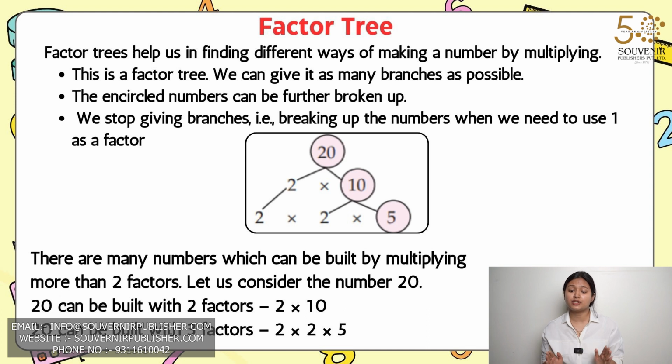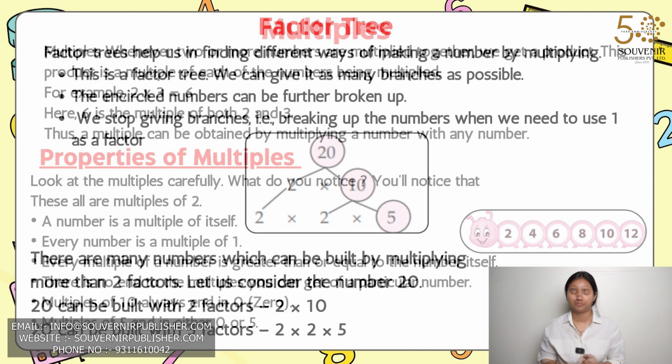There are many numbers which can be built by multiplying more than 2 factors. Let us consider the number 20. 20 can be built by 2 factors, 2 and 10. 20 can be built by 3 factors, 2, 2 and 5.